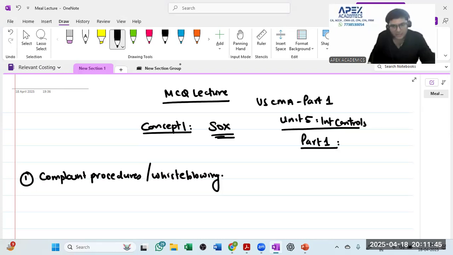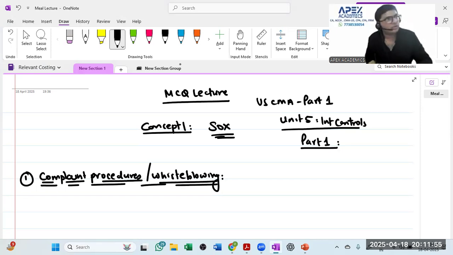Now, what are complaint procedures? What is whistleblowing? If any employee notices anything unethical, notices anything fraudulent, they will report it to those charged with governance. How should the employee who complains be treated? How should he be protected? This section is all about that.